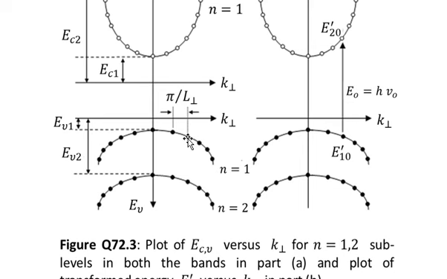the two states are separated by a distance pi over L perpendicular along the k perpendicular direction. You know that k perpendicular is actually the square root of kx square plus ky square. That is, when we plot k perpendicular, it means that we are plotting the wave number in the xy plane, where the distance can be represented by capital L perpendicular. So these two states along the xy plane are separated by pi over L perpendicular.